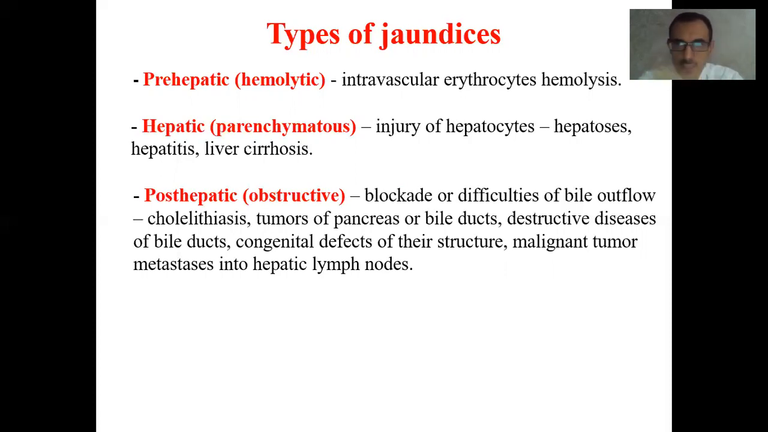It may occur during hepatosis, hepatitis, liver cirrhosis. And post-hepatic obstructive jaundice develops during blockade or difficulties of bile outflow: cholelithiasis, tumors of the pancreas or bile ducts, destructive disease of the bile ducts, congenital defects of their structure, malignant tumor metastasis into hepatic lymph nodes.